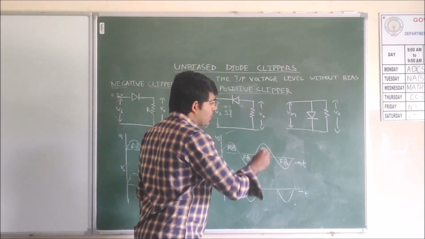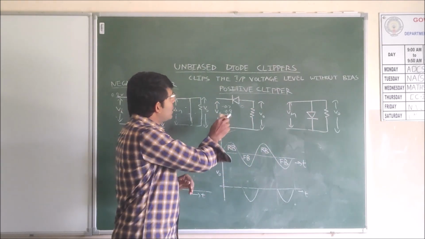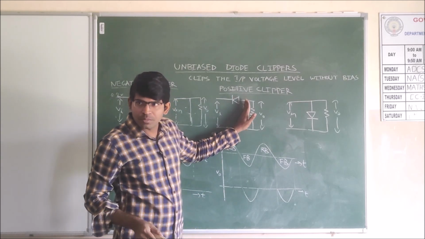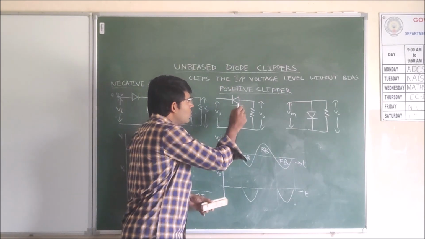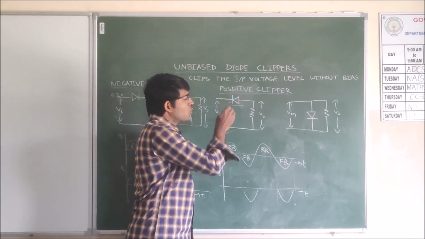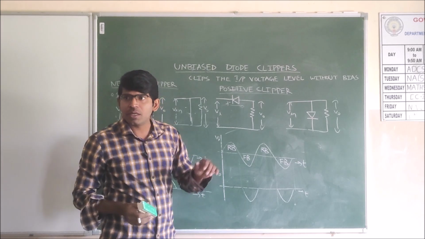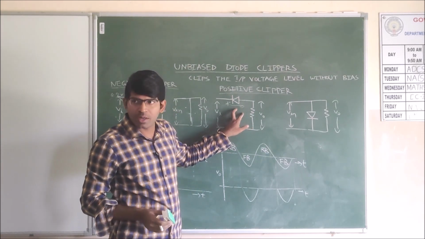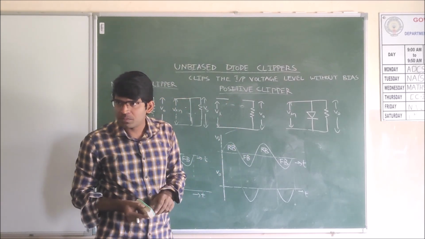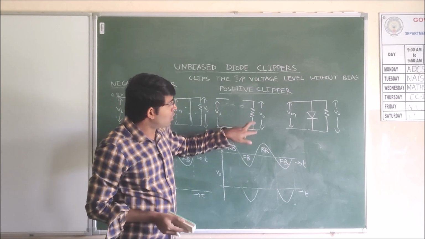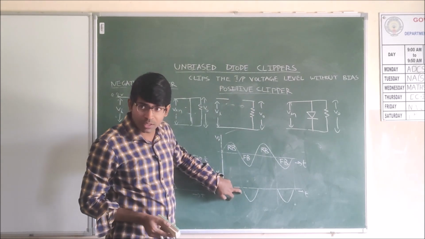Now we are discussing the positive clipper. This is the series clipper and this is the shunt clipper. First we will take the positive voltage. During the positive half cycle, this diode is reverse biased because the positive supply is connected to the cathode terminal of the diode. When the diode is reverse biased, it acts like an open switch and no voltage will appear across the load. We are taking the voltage across the load only. This waveform is not across the diode, but across the resistor.